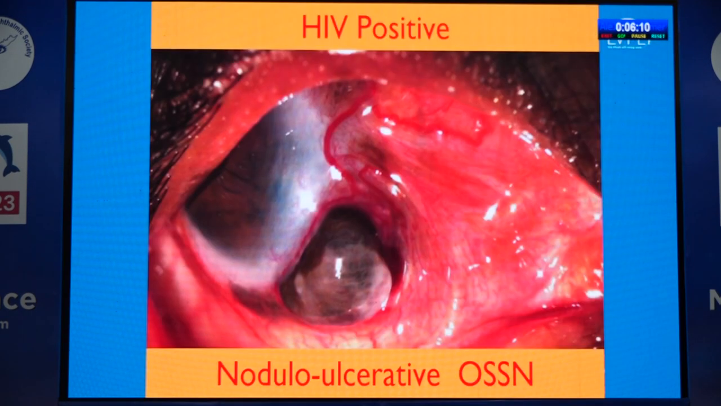So what is this case? This is a typical case of a nodulo-ulcerative OSSN. Although this morphology is very rare, it is an extremely aggressive type of OSSN. What do we see in these patients? We see an area of conjunctivoscleral dehiscence. What we need to focus on is the surrounding conjunctiva, which is indurated and has feeder vessels. The adjacent cornea usually has corneal haze. This is a typical presentation of a nodulo-ulcerative OSSN. You can go ahead and take a biopsy from the surrounding conjunctiva, which gives away the diagnosis.